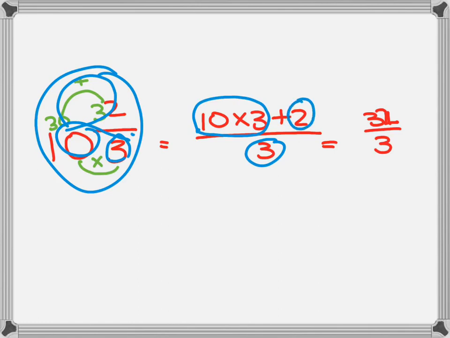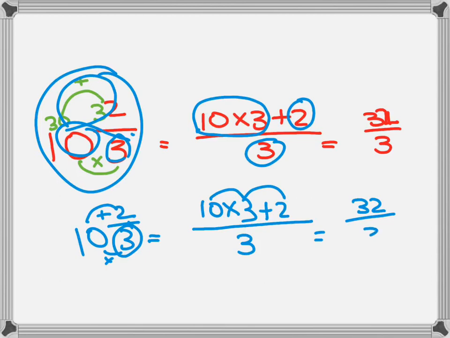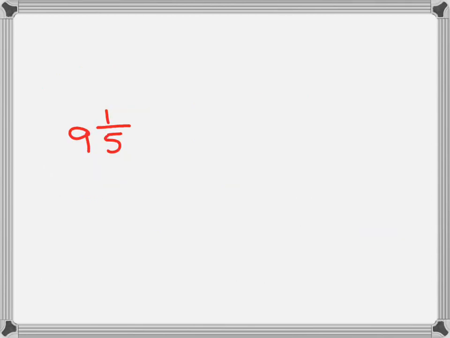So we went like this. 10 and 2/3 is equal to 10 times 3. That was that step there. Plus 2. That was that step there. And we kept it over the original denominator, which was 3. And the answer will be 10 times 3 is 30, plus 2 is 32 over 3. Got it? Let's look at another one.